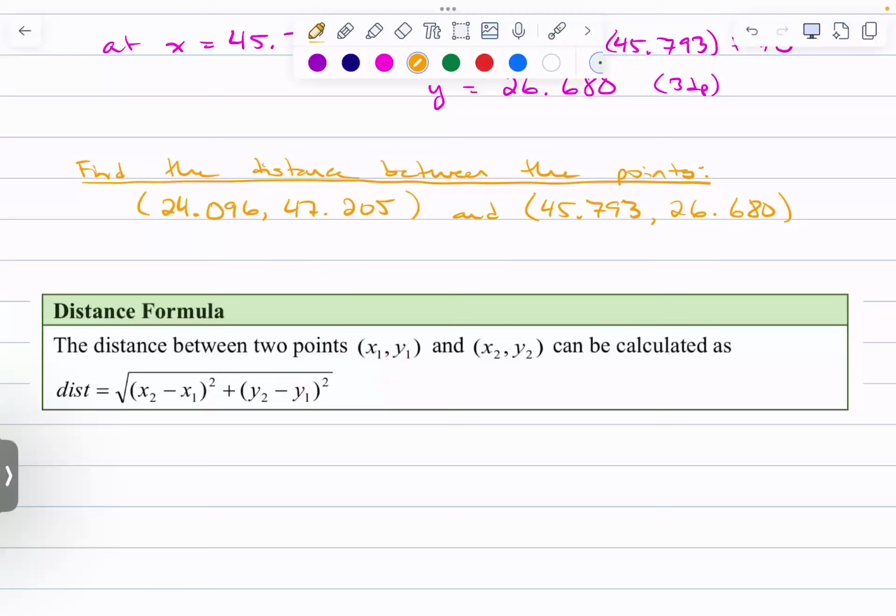In fact, I would probably say label them x1, y1 and x2, y2. Just as with finding the slope, it doesn't matter which you use as point 1 and point 2 as long as you're consistent, right? This is point 1 and this is point 2.